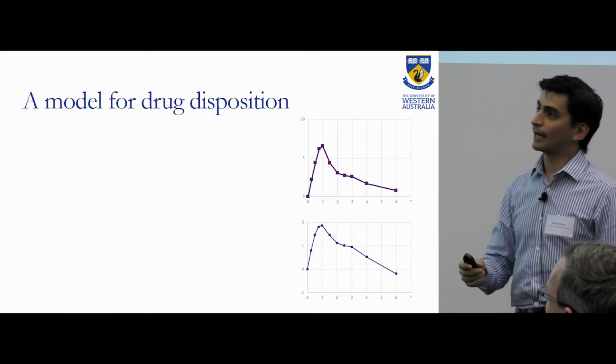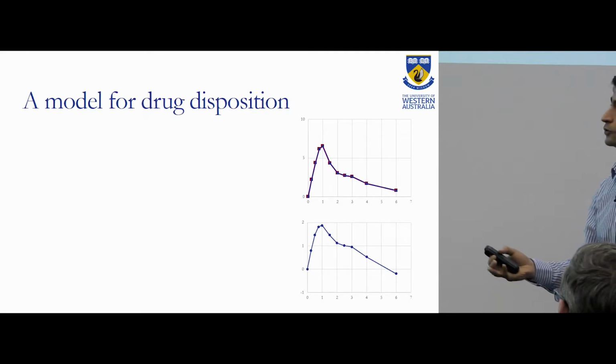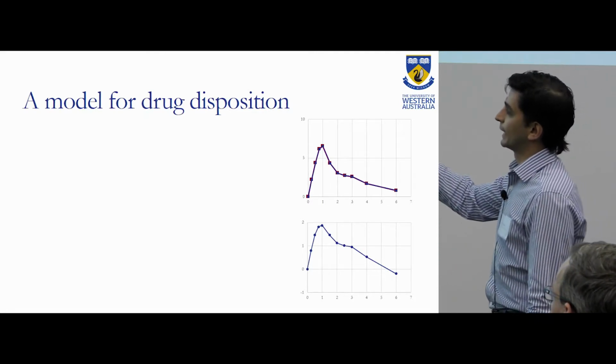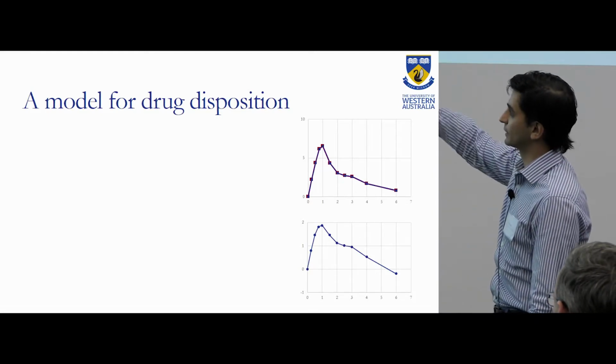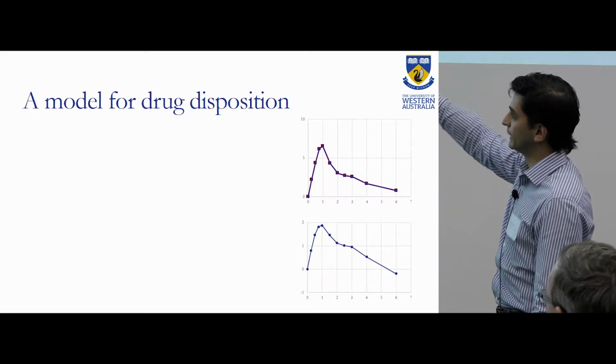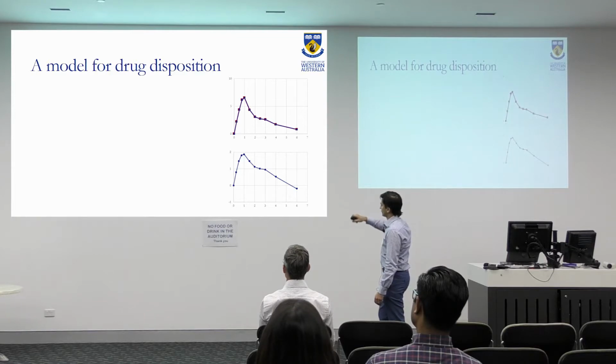Okay, so here is a model for drug disposition, and this is time on the x-axis and concentration on the y-axis. On the top, it's a linear plot and then a log-linear plot on the bottom.